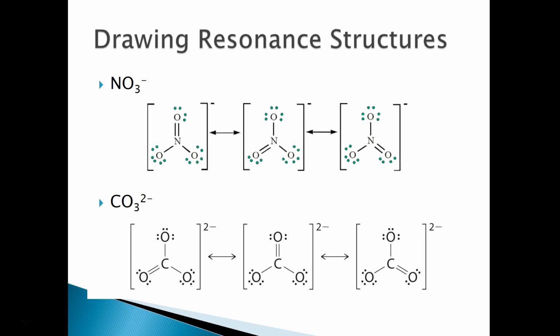All right, so just like nitrate, the carbonate ion has 3 possible Lewis structures: one with the double bond down here on the left, one with a double bond up top, and one with a double bond here on the right.